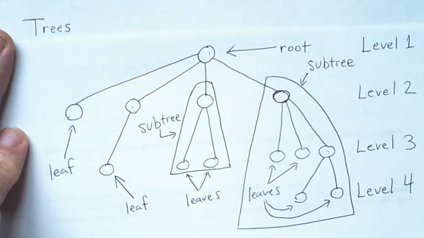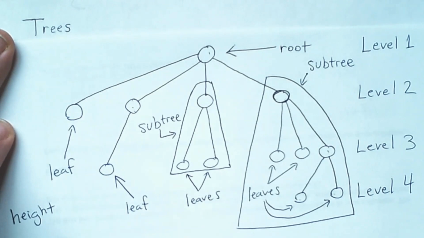So the height of this particular tree is 4. So the height is simply the number of levels we have. And if we start numbering our levels at 1, as I've chosen to do here, then the height will be equal to whatever the largest level is.